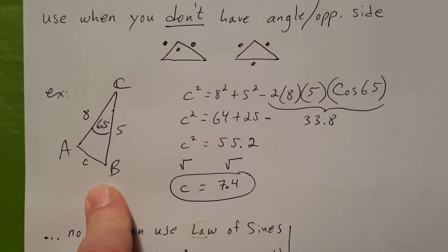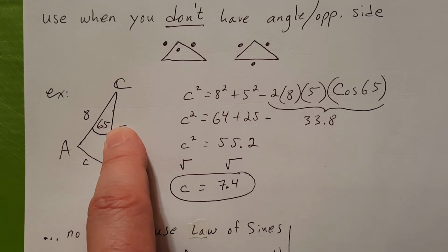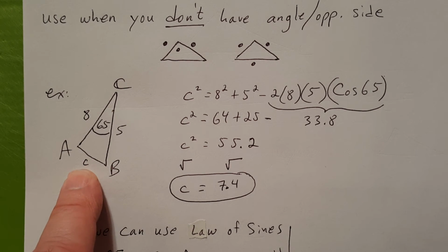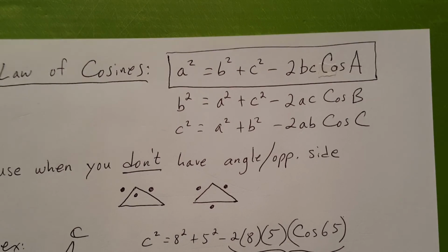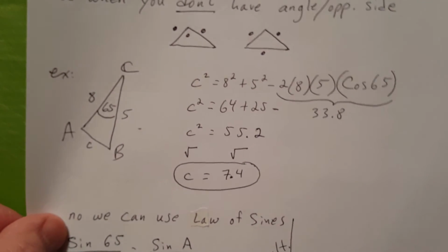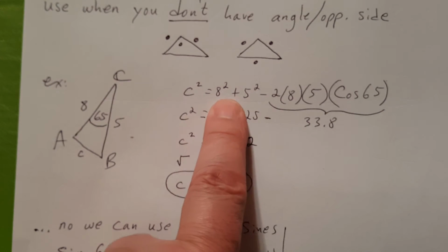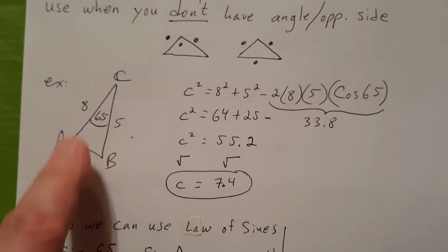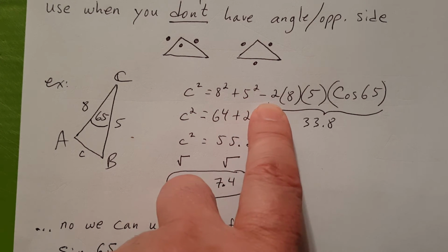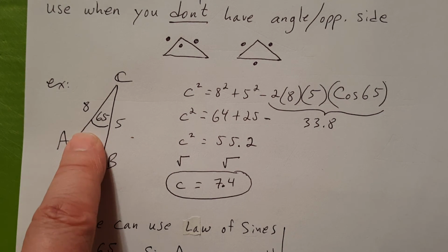So notice that we have angle C, right? We have information about angle C. So I have this angle, so I'm going to start the whole formula with C. In other words, I'm going to pick the one that starts with C. They're the same, but to match my situation, I'm going to start it with C. So C squared is equal to the other two sides squared and added, minus 2 times the other two sides multiplied, 8, 5, times cosine of the angle that we have.